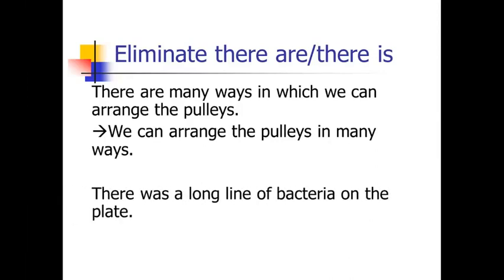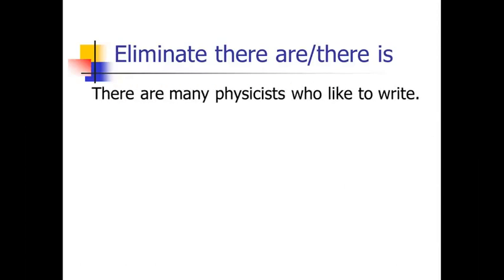Here's another example. There was a long line of bacteria on the plate. How can we get rid of the there was? How about just, bacteria lined the plate? You can see by getting rid of the there was, we get a much more exciting verb, lined, rather than was. There are many physicists who like to write. How about just, many physicists like to write? See, the there are in this case was completely unnecessary. We didn't even have to rearrange the sentence to drop that.